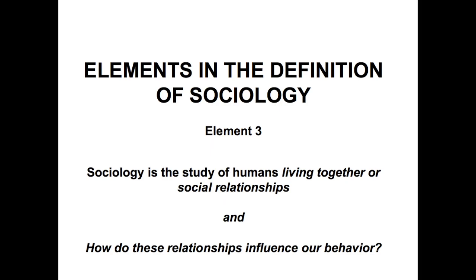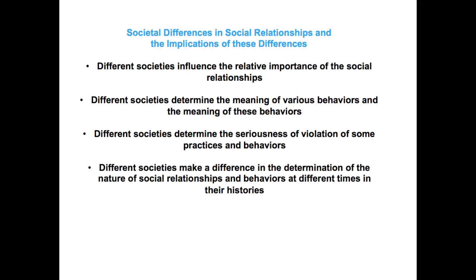Notice in slide 57, different societies influence the relative importance of social relationships. A family, a large family, your extended family, for some groups have very deep importance. Uncles, aunts, cousins, very important. In others, relatively unimportant. Different societies put different importance on social relationships. Relation of mother and father, father and son, differ between different groups. Some societies differ in the various behaviors and meaning of these behaviors.